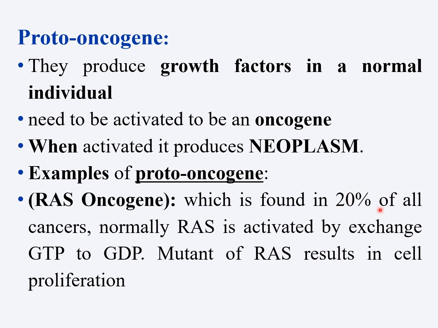Normally RAS is activated by GTP changing to GDP. So there is some sort of mutation at this point, which gives a mutated proto-oncogene here, RAS. The result of that is a proliferation of cells, giving neoplasm.